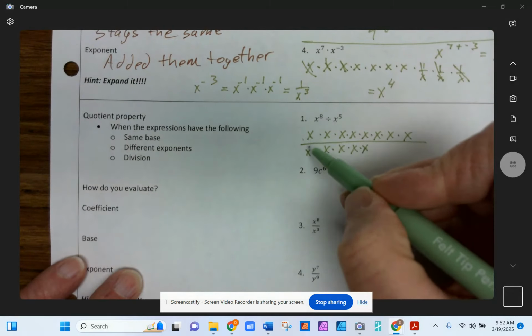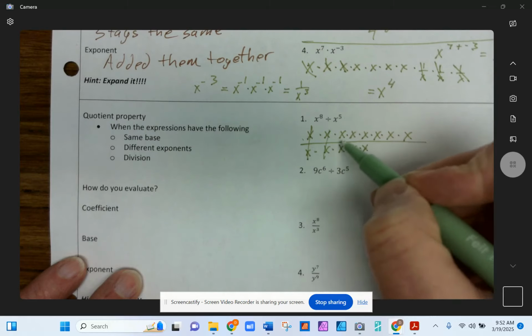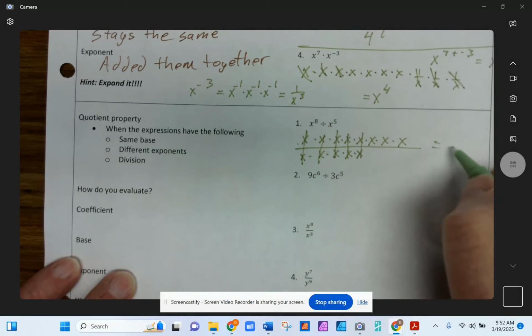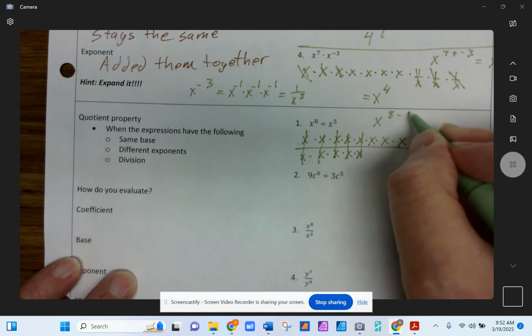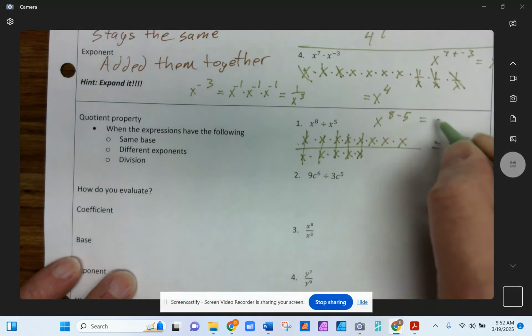So x divided by x is 1. And you can basically match up x's on the top with x's on the bottom and get rid of them. So that leaves us with x cubed on top. Again, you think about it as x to the 8 minus 5 is going to give you that.